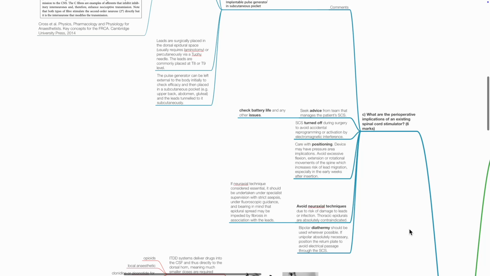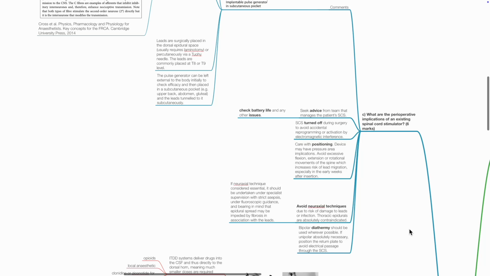Avoid excessive flexion, extension or rotational movements of the spine, which increases the risk of lead migration, especially in the early weeks after insertion. Avoid neuraxial techniques due to the risk of damage to leads or infection. Thoracic epidurals are absolutely contraindicated. If a neuraxial technique is essential, it should be undertaken under specialist supervision with strict asepsis, under fluoroscopic guidance, and bearing in mind that epidural spread may be impeded by fibrosis in association with the leads.